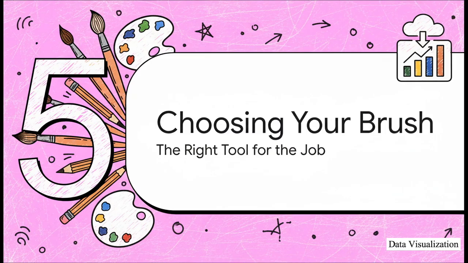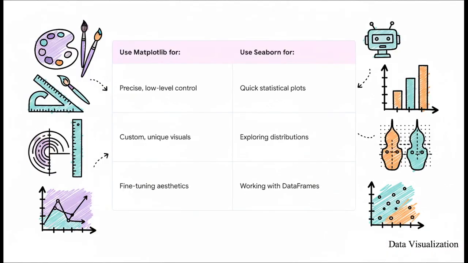So we know how they work together, but that brings up a good question. How do you know which one to start with? In our last section here, we're going to break down how to choose the right brush for whatever you're trying to paint. This table really sums it up perfectly. You should reach for Matplotlib when you need that precise, low-level control, or you're creating a completely custom, one-of-a-kind visualization. But you should start with Seaborn when you're just exploring your data, trying to find the story, and need quick, clean statistical plots to guide you.